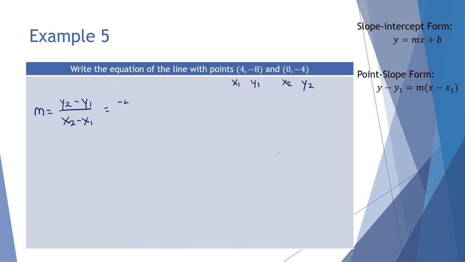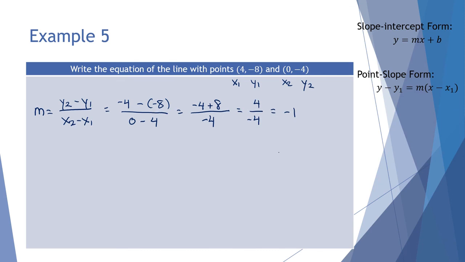So y2 is -4, y1 is -8, x2 is 0, x1 is 4. So on the top I have -4 minus -8, so that's -4 plus 8. And then 0 minus 4 is -4. When we do -4 plus 8, that gives us 4. So we have 4 over -4, which divides to -1. So our slope here is -1. So now we have a slope.